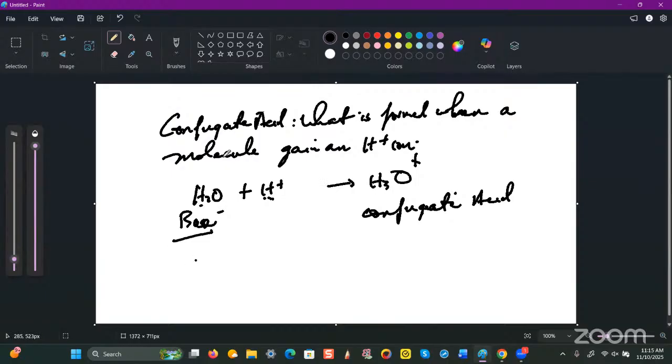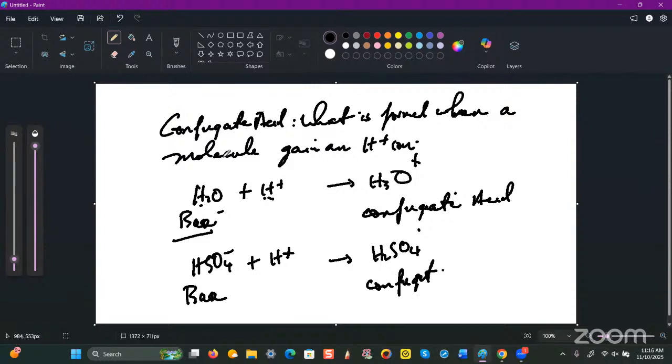Let me give another example. Let's say you're given HSO4 minus, and you add H plus to get H2SO4. Then this here is considered to be the base, and this is considered to be the conjugate acid of the base, all right? So that's basically how that works.